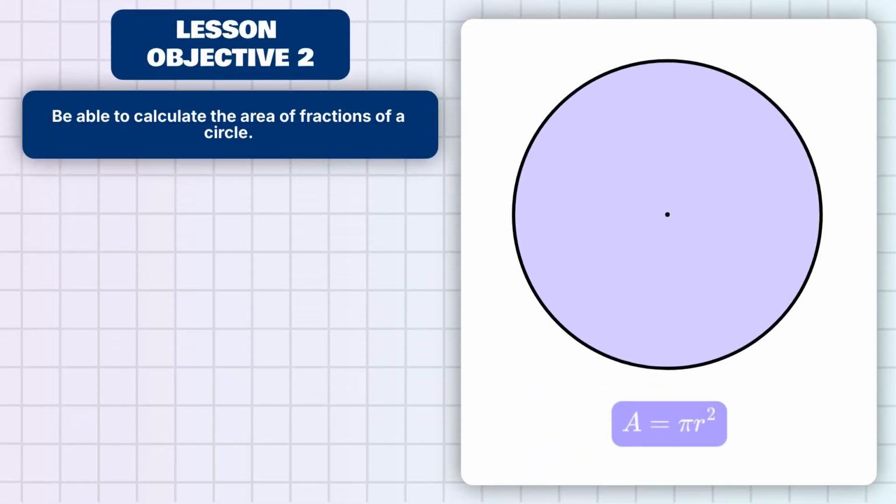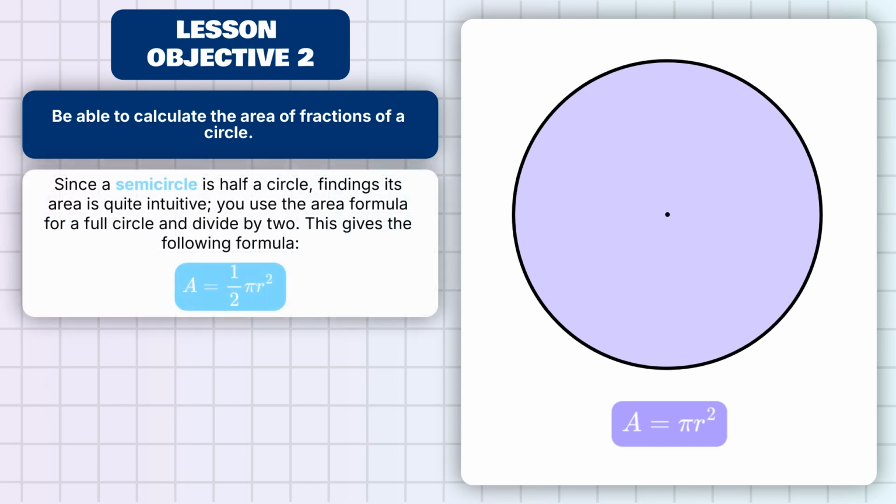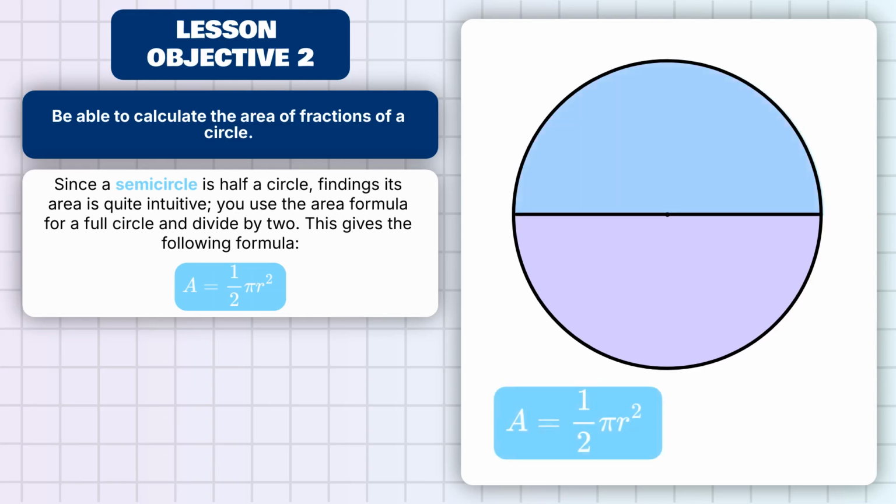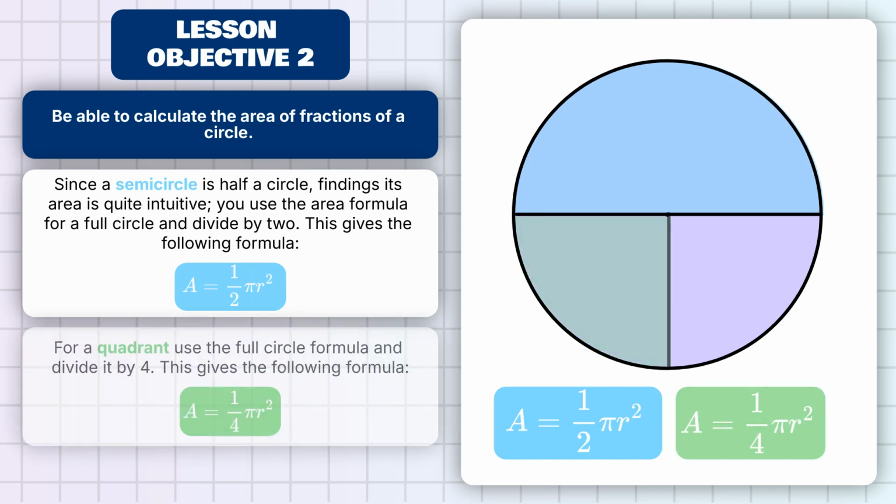Now let's turn to calculating the area of divided shapes. First, let's look at a semicircle. Since a semicircle is half a circle, finding its area is quite intuitive. You use the area formula for a full circle and then divide by 2. This gives the following formula. Area equals half pi r squared. Moving on to a quadrant, to find its area, you use the full circle formula and then divide by 4. This gives the following formula, 1/4 pi r squared.